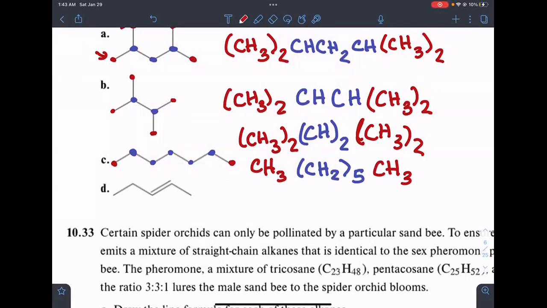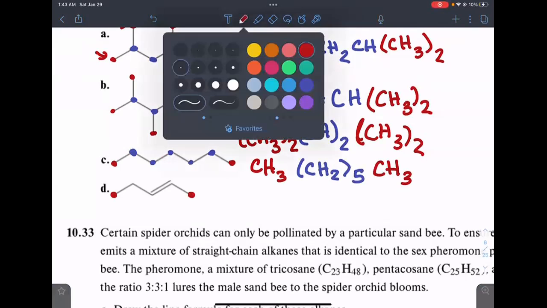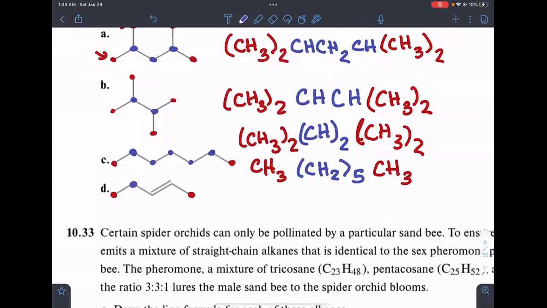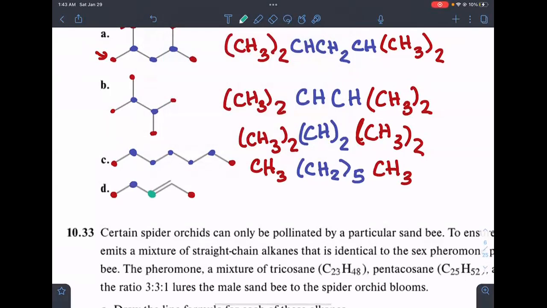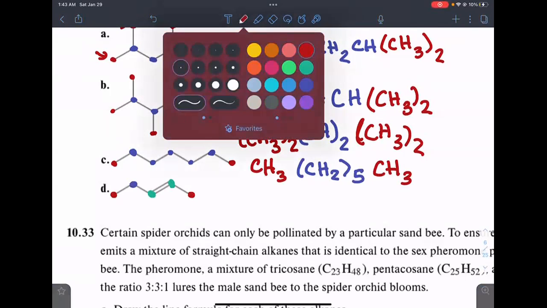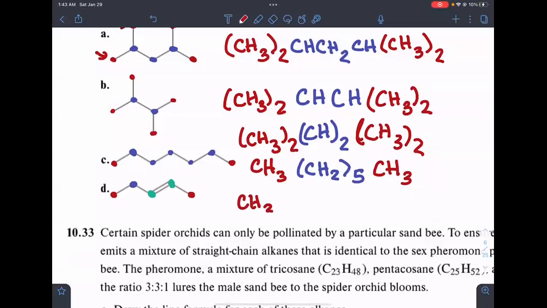Okay, so now in D, I still have those end carbons. I have an interior blue carbon here, but now I'm going to use a slightly different color because I have a double bond. If I have a double bond, I'm going to have a different number of hydrogens attached to it. So you have to be careful. Let's start with the end. We have a CH3.